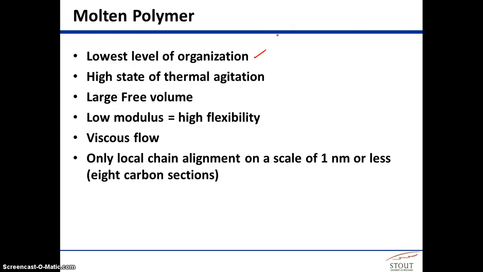The polymer chains are in a very high state of thermal agitation. If we could visualize that surface, the polymer chains would just be in constant motion, rapid motion. This has associated with it a large free volume.